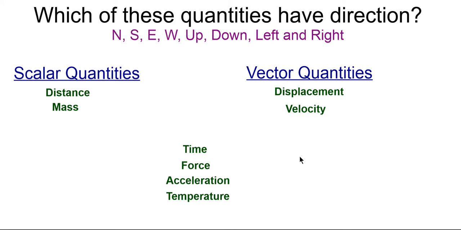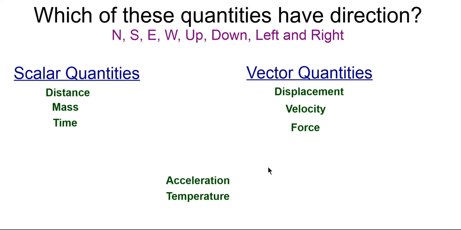Time. Now time goes around on a clock, doesn't it? It seems like it may have direction, but ask yourself, does time really go north, south, east, west, up, down, left, or right? It really doesn't. The clock moves, but time does not. It does not have direction. Force is a pretty obvious vector, isn't it? You can push something west or east. You can lift it up or down, then push it down. Sure. Force is a vector, has direction.